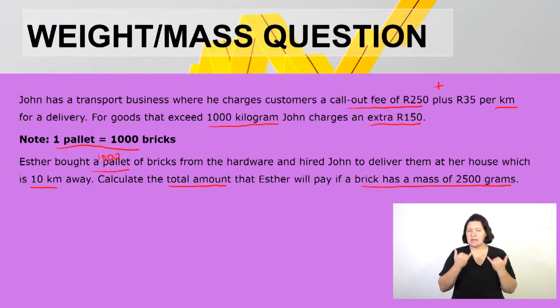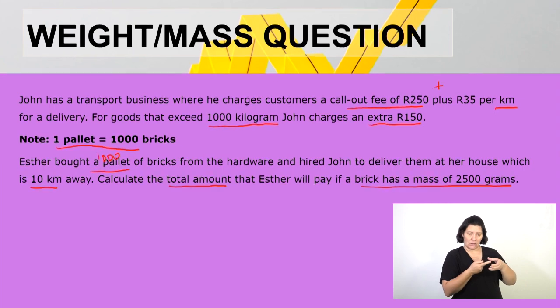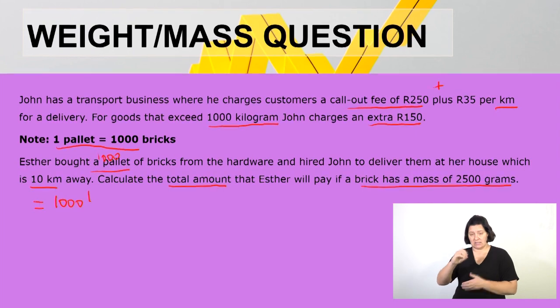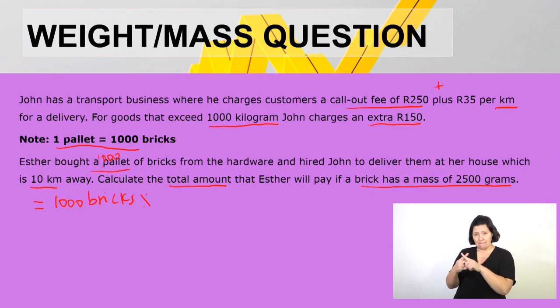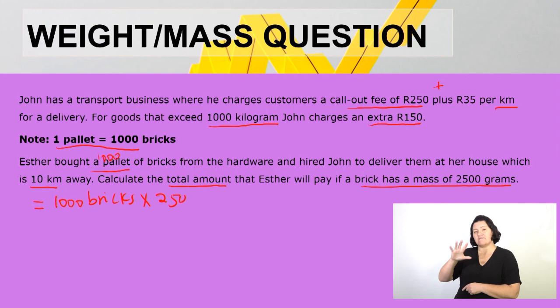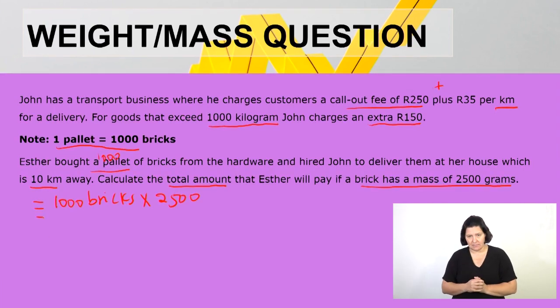So for this one, we'll have to determine what the mass would be for 1,000 bricks if one brick has a mass of 2,500. So we're going to say 1,000 bricks multiplied by 2,500. Let's use our calculator. We say 1,000 multiplied by 2,500. This will give us a total mass of 2,500,000 grams.